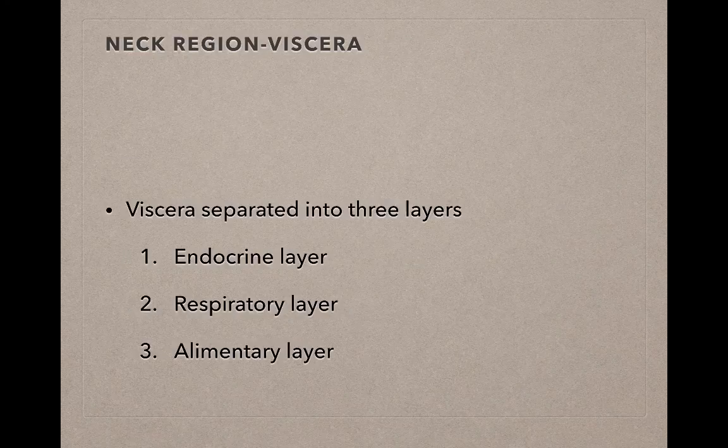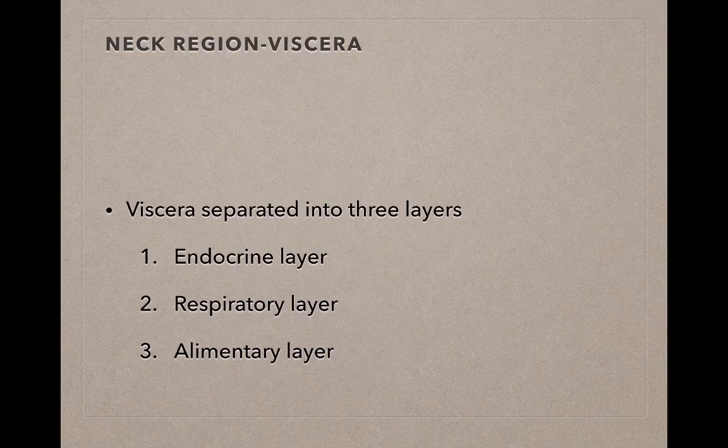So the viscera we can separate into three layers: the endocrine layer, respiratory, and alimentary. The endocrine layer is going to include the thyroid and the parathyroid. Your thyroid is going to be the largest endocrine gland, which produces the thyroid hormone, and it helps control the rate of metabolism. Any issues with this can lead to hyperthyroidism or hypothyroidism, which you've covered in your patho course. The parathyroid gland is a smaller endocrine gland which lies underneath the thyroid. This influences metabolism of phosphorus and calcium in the blood.